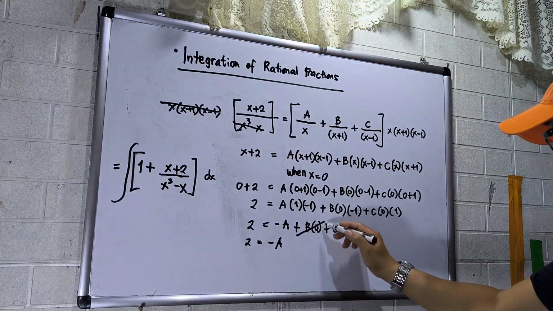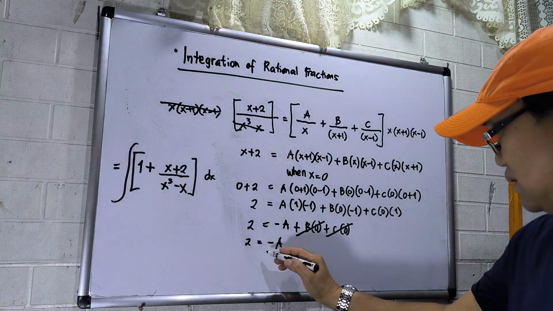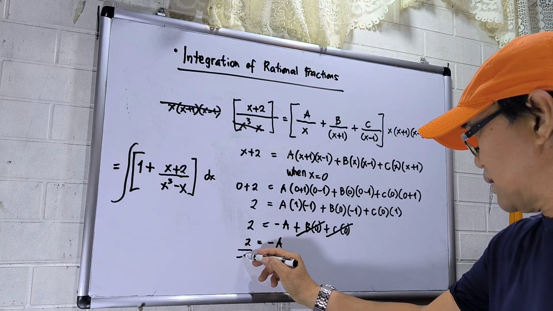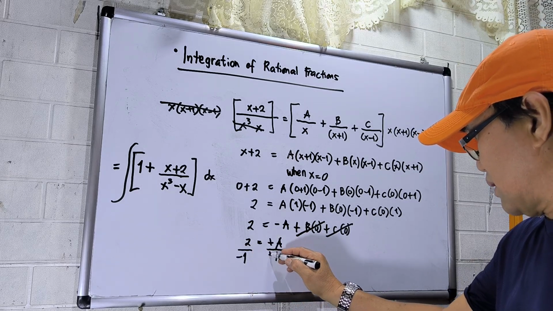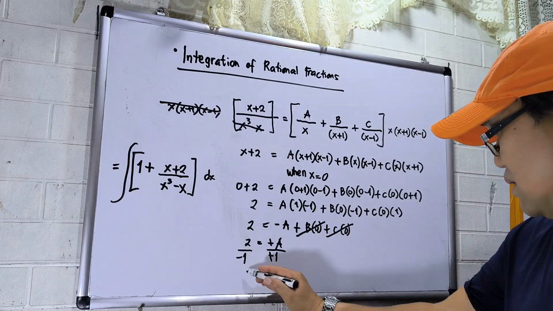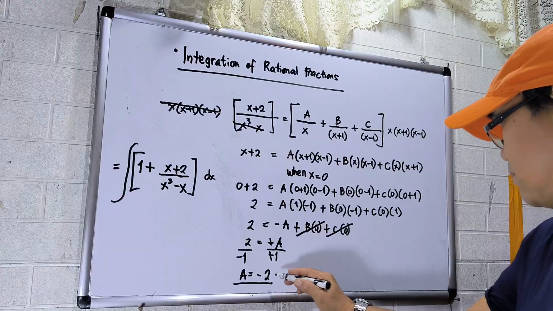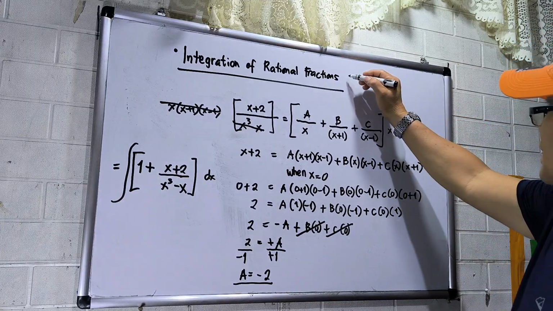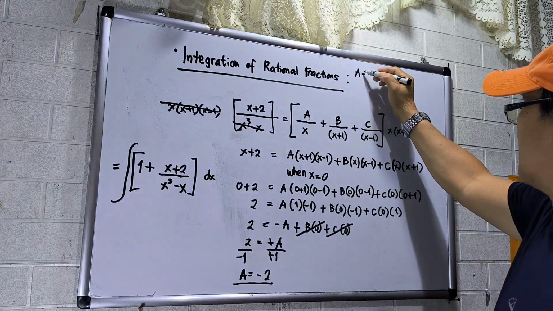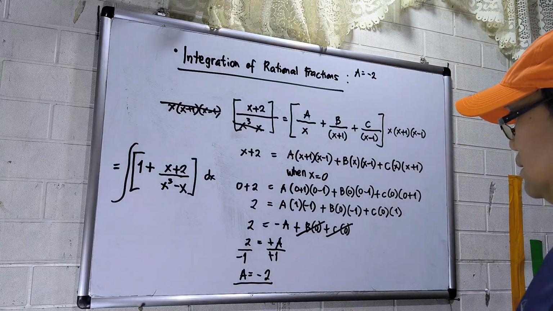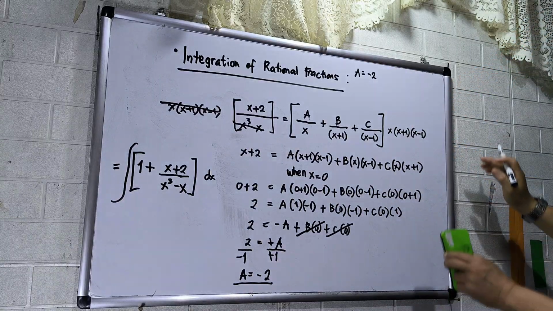The rest will be 0. Divide both sides by negative 1, so the negative signs are crossed out. I have now A is equal to negative 2. I'll just write here, A is equal to negative 2. Okay, so I will erase.